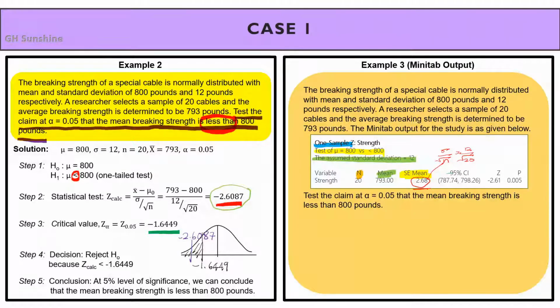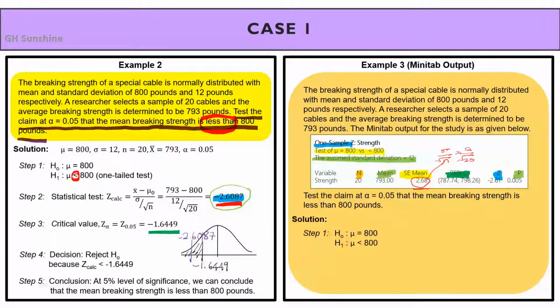Next is the 95% confidence interval. So this one, 95% confidence interval in between 787.74 and 798.26. And then this one is Z calculation. So Z calculation equal to negative 2.61. So when you calculate manually, same answer, negative 2.61. And last one here is the p-value. So p-value equal to 0.005.